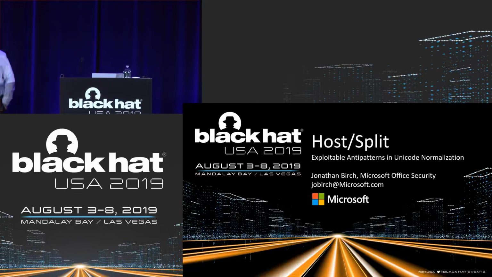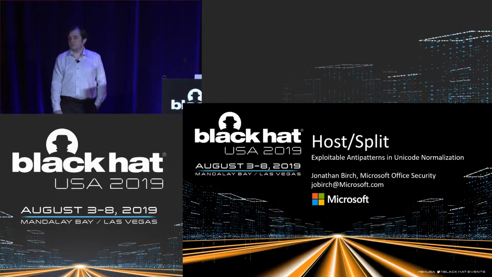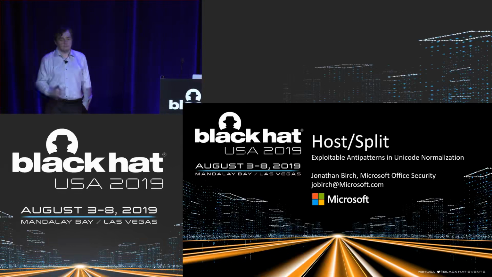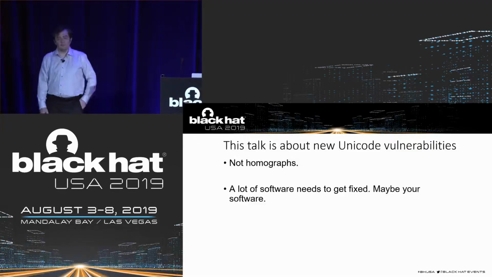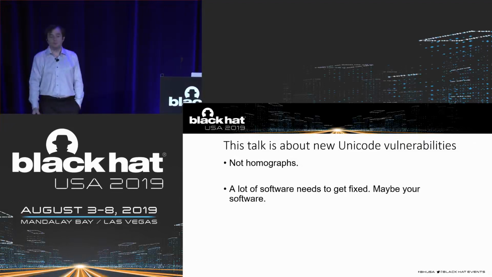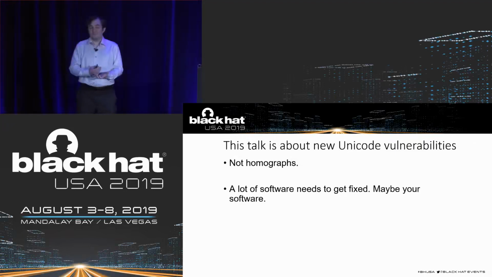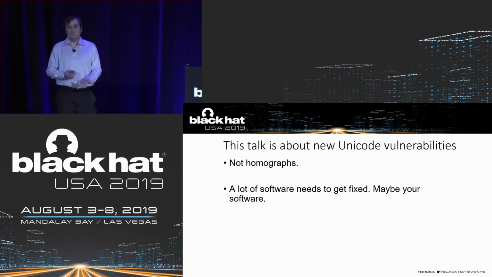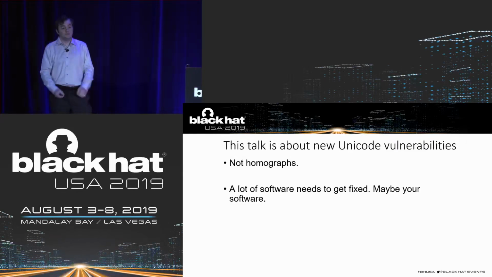Okay, so I'm Jonathan Birch with Microsoft Office Security, and this is HostSplit, exploitable anti-patterns in Unicode normalization. What I'm talking about today is essentially a new category of vulnerability. This is an attack pattern that I found to work against a broad range of software, and although this is a Unicode vulnerability, this is not a homograph attack. This is not about fooling human eyeballs. This is about fooling software, bypassing security checks.